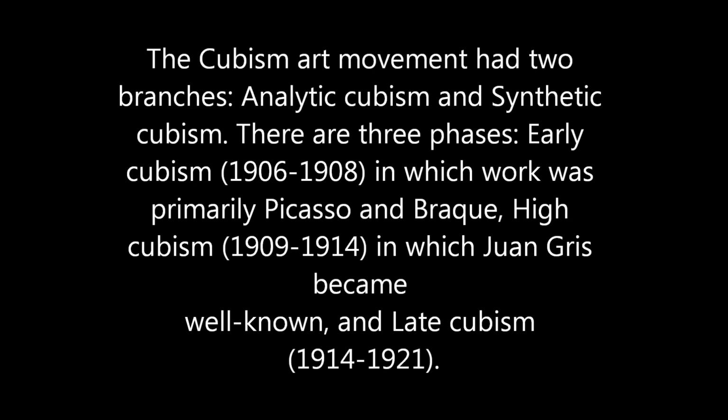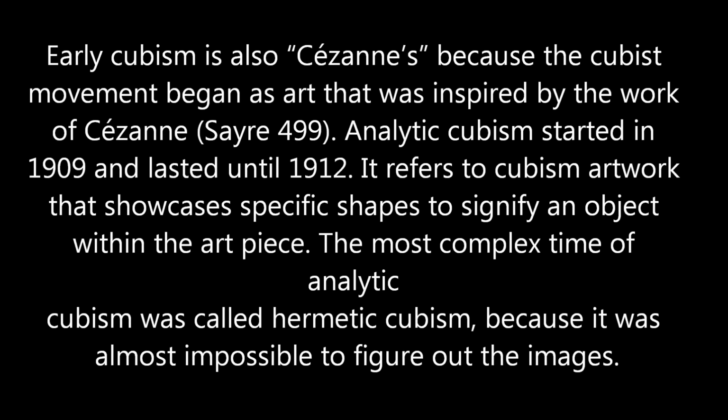Early Cubism is also called Cézanne's, because the Cubist movement began as art that was inspired by the work of Cézanne. Analytical Cubism started in 1909 and lasted until 1912. It refers to Cubism artwork that showcases specific shapes to signify an object within an art piece. The most complex time of analytical Cubism was called Hermetic Cubism because it was almost impossible to figure out the images.